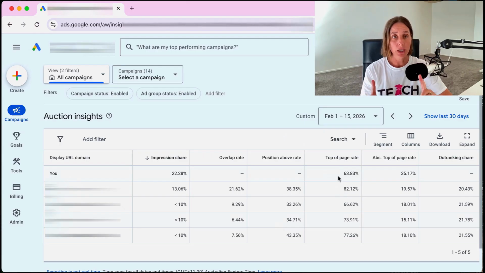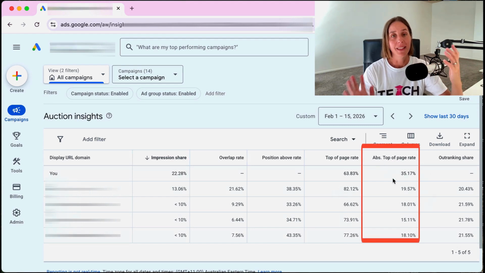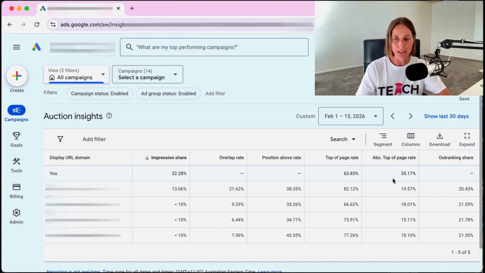This top of page rate tells us when we were at the top of the page. Now, one thing to note here, top of the page doesn't necessarily mean number one ad position. Top of the page is those first 3 or 4 ads that are above the organic listings. Here we can see that 63% of the time we were at the top of the page, and we can see how often our competitors were there, and actually they are in the top of the page more than us. The absolute top of page is actually the number one ad position. So we can see that we were in the absolute top of the page 35% of the time versus these other competitors that were much lower, which is interesting.